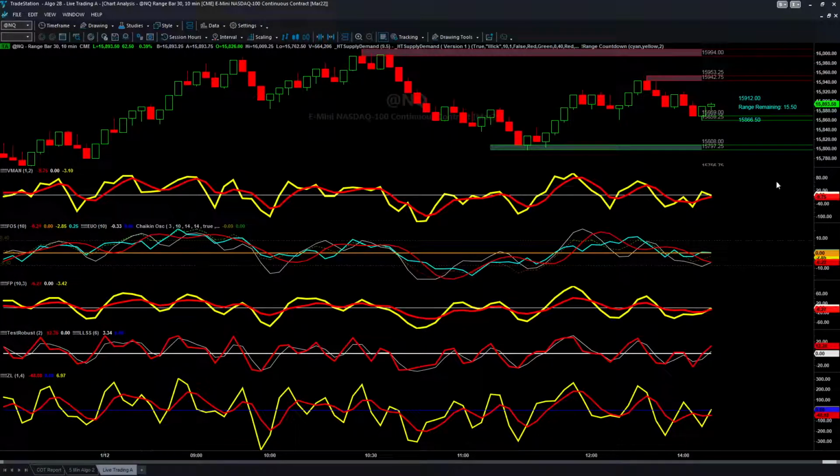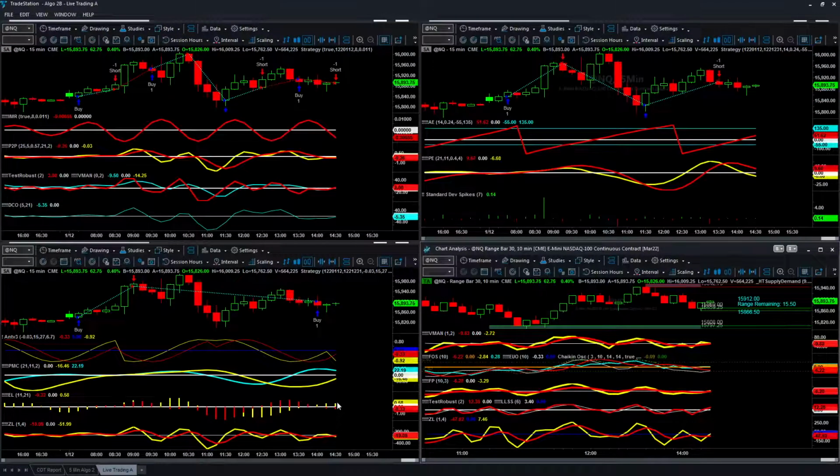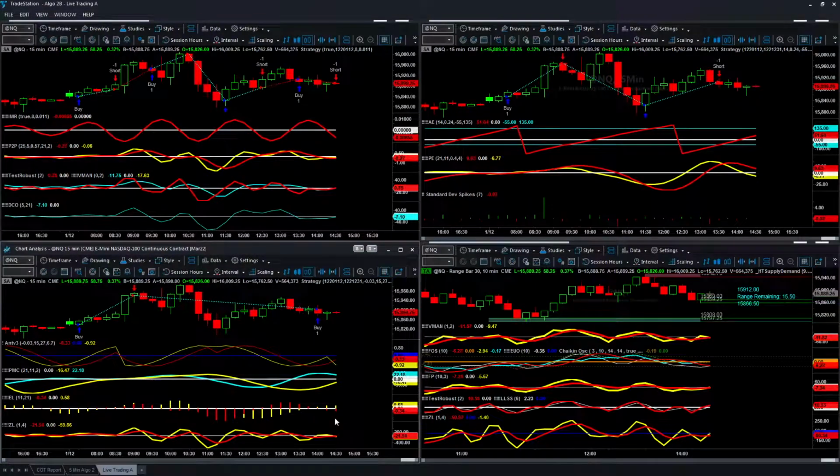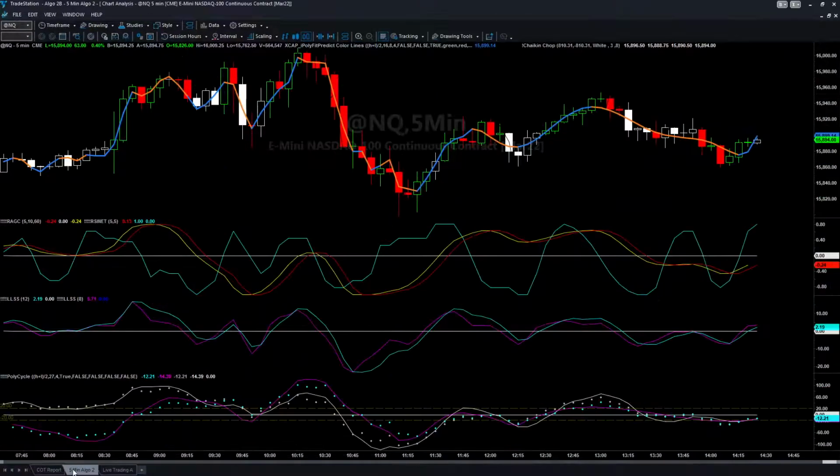Struggling a little bit to go to the upside. Let me see where my volume is right there. Volume did increase a little bit, but it's still to the downside right there. It's not yet in chop zone, but it's about to go in. Let me look. Yep, just went into chop zone again.